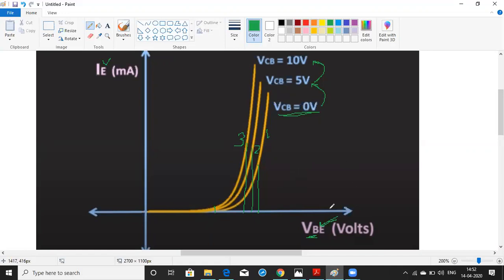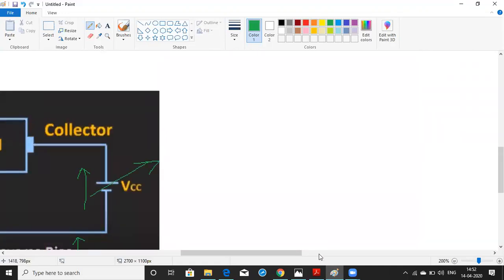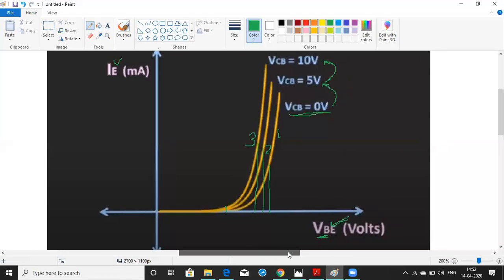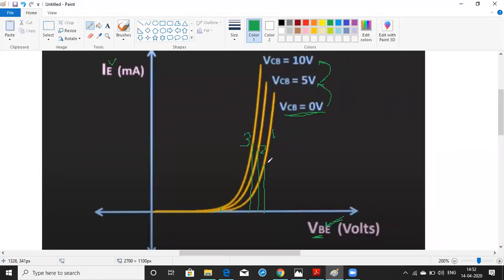Why is the VBE voltage decreasing? Because the base junction is getting so much narrower. When the base junction is getting so narrow, usually the VBE voltage will decrease. For that reason, you get VBE decreasing when VCB is increasing. VBE is decreasing, but emitter current is increasing. You can see here we have these 3 points. The current is increasing for condition 1, condition 2, and condition 3.